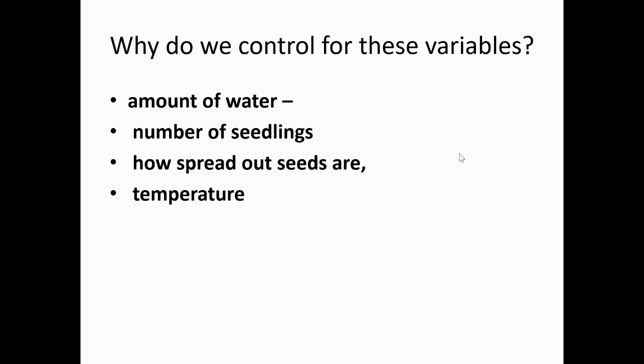So, why do we control these variables? Now, I've said that they all affect the growth. They all affect the dependent variable, but actually, I'd like you to have a quick think. How would the amount of water, the number of seedlings, how spread out the seeds are, and the temperature literally affect the growth? What's the explanation for that? Pause the video, have a little think. You don't have to write anything down for the time being, and I'll show you when you get back.